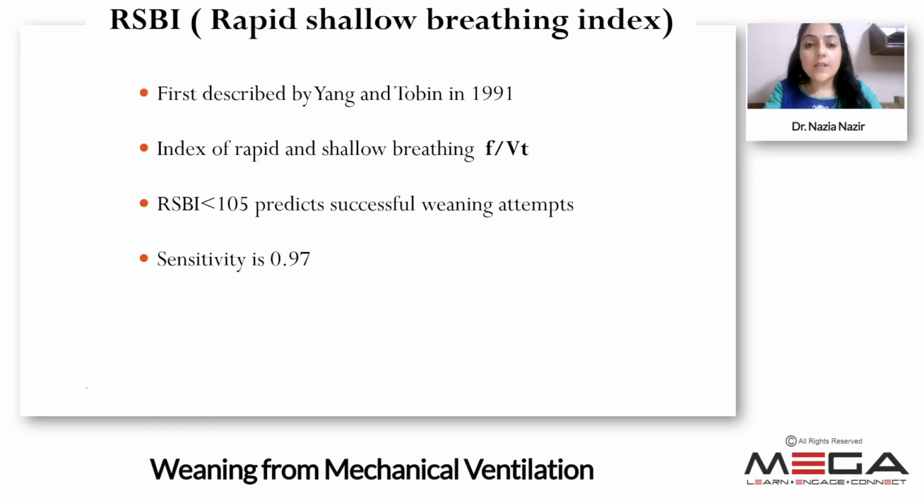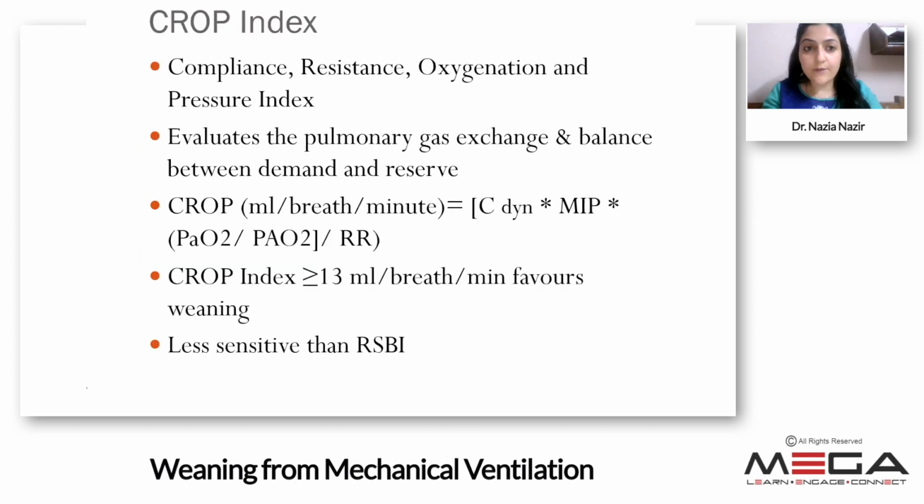Now, an important index for weaning, which was described by Yang and Tobin in 1991, is the rapid shallow breathing index, which is calculated by dividing the breathing rate, or respiratory rate, by the tidal volume in liters. A rapid shallow breathing index of less than 105 predicts a successful weaning attempt and has a sensitivity of 0.97.